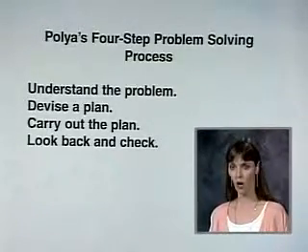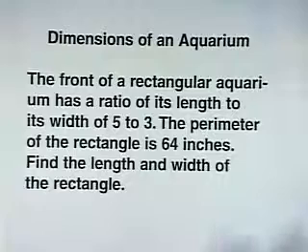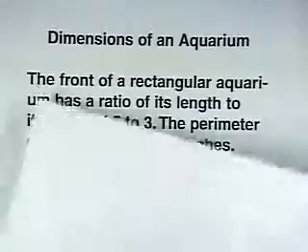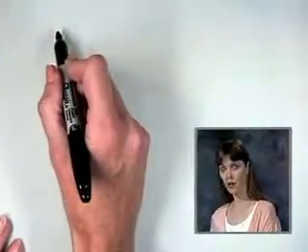As our first problem situation, we want to look at the dimensions of an aquarium, given as follows. The front of a rectangular aquarium has a ratio of its length to its width of 5:3. The perimeter of the rectangle is 64 inches. Find the length and width of the rectangle. In order to solve this problem, what we want to consider is what we should let the variables equal. Let's begin by identifying our unknowns.